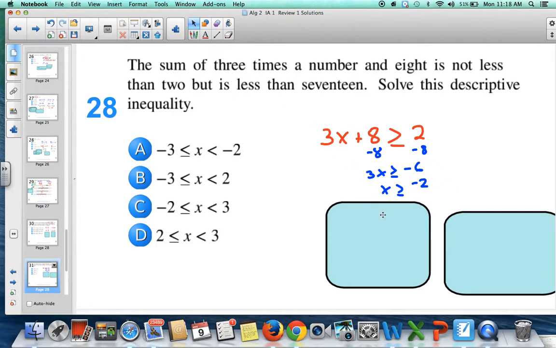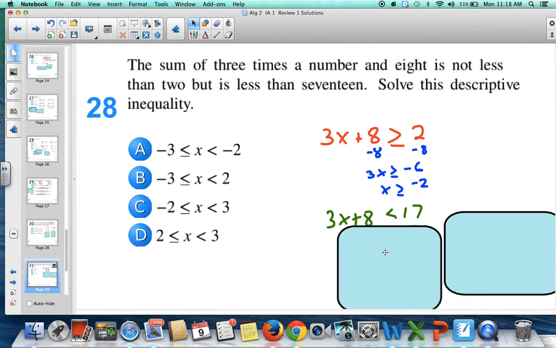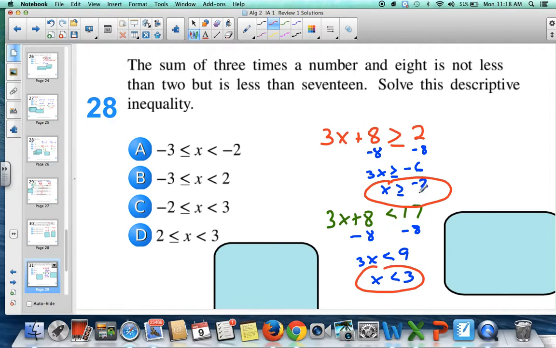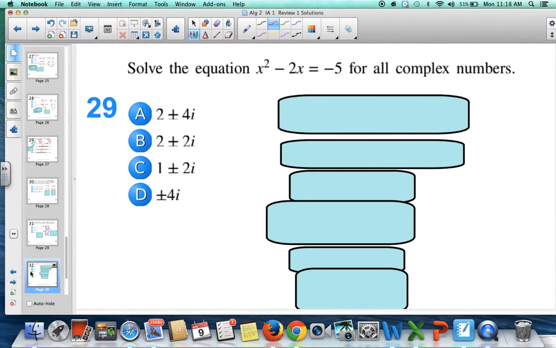But it is less than 7, so that means that 3x minus 8 is less than 17. And I solve that one by adding 8 to both sides, and I get 3x is less than 9, x is less than 3. So basically what it comes down to is these two things right here. So x is bigger than or equal to negative 2, and less than 3. So that's going to be in between negative 2 and 3, so that's this one here.